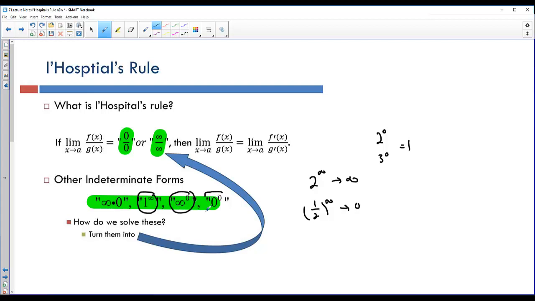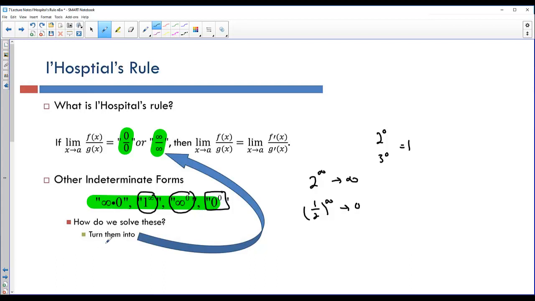And same thing kind of with 0 to the 0. So 0 to the 0, it's kind of like 0 is 0, but if you raise something to 0, you get 1. So which one's going to win out? Or are they going to somehow combine and give you some sort of number?